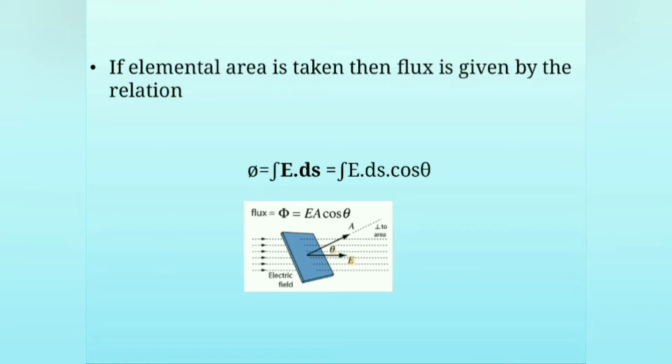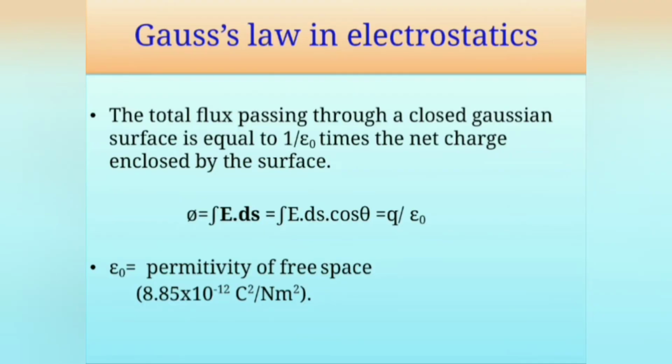If you take a small elemental area instead of total area, then flux is written as phi is equal to integral E dot ds, where ds is a small elemental area. Now coming to Gauss law in electrostatics, it states that the total flux passing through a Gaussian surface is 1 by epsilon naught times the net charge enclosed by the surface.